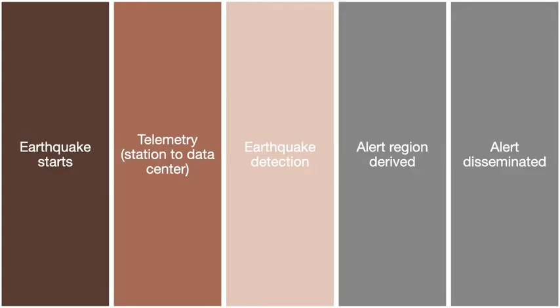In general, earthquake early warning can be described in 5 primary steps. The earthquake starts, telemetry station to data center, earthquake detection, alert region derived, and finally alert dissemination. Of these 5 steps, the paper I'm describing today only investigates the first 3 topics through earthquake detection. This paper does not discuss alert methods, alert regions, and alert success methods.